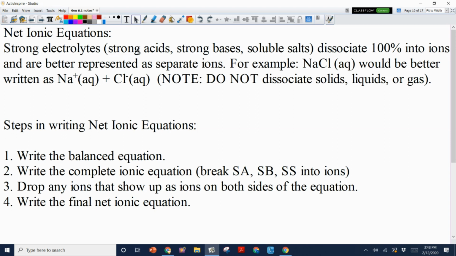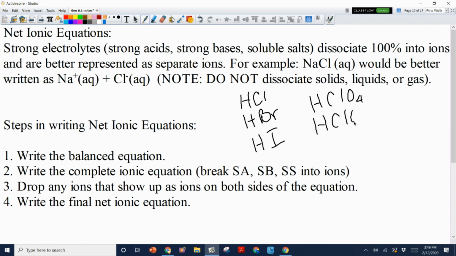hydrochloric acid, hydrobromic acid, hydroiodic acid, perchloric acid, which is HClO4, HClO3, nitric acid, HNO3, and sulfuric acid, H2SO4.